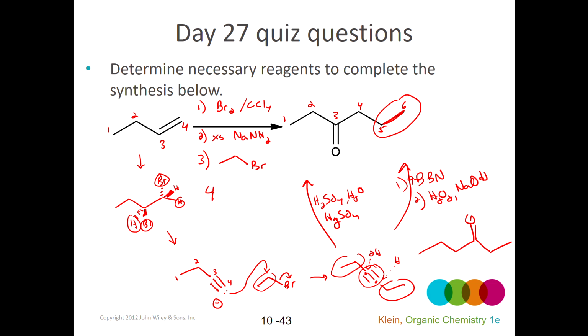So for step 4, I could put the reagent in for my answer, or I could put that set of conditions in. Any questions about that one?